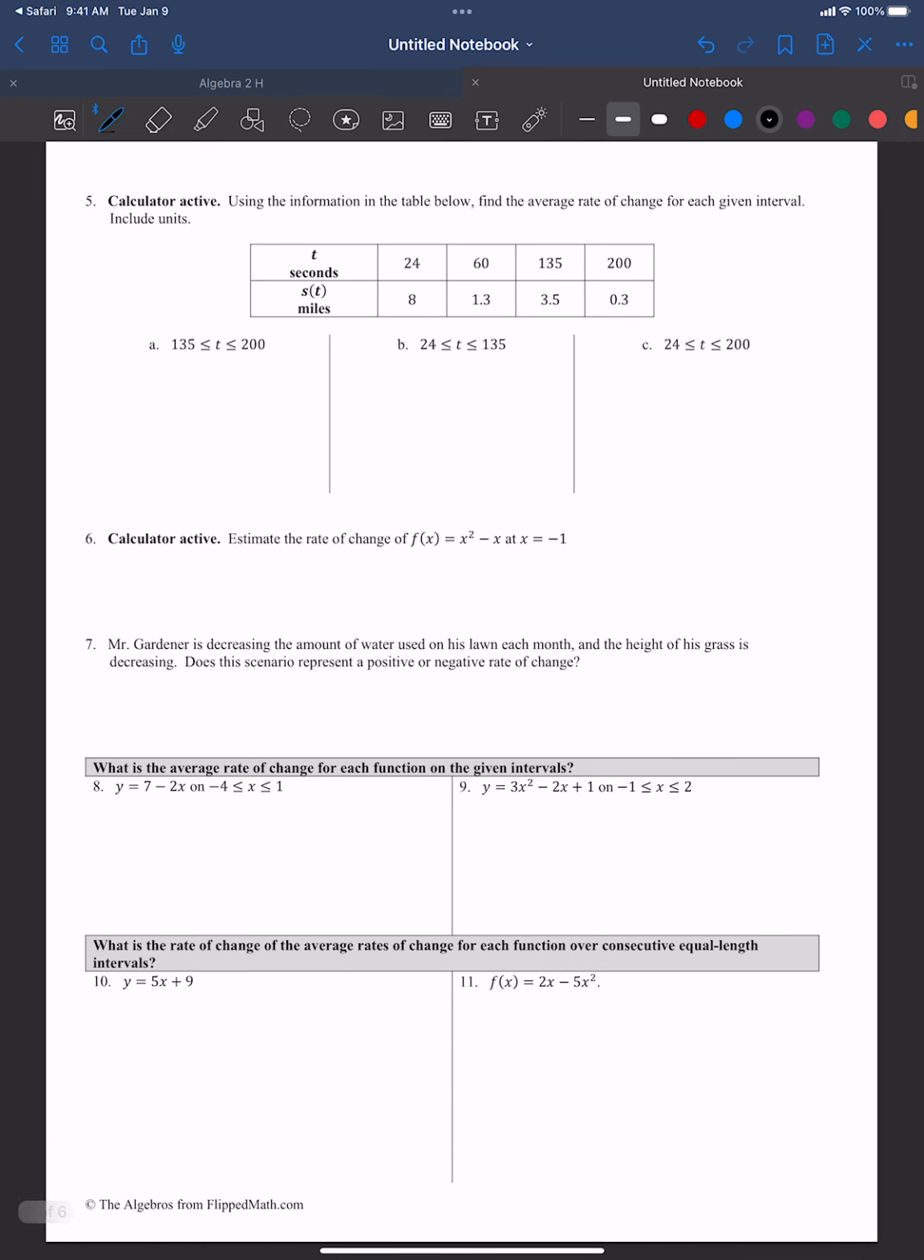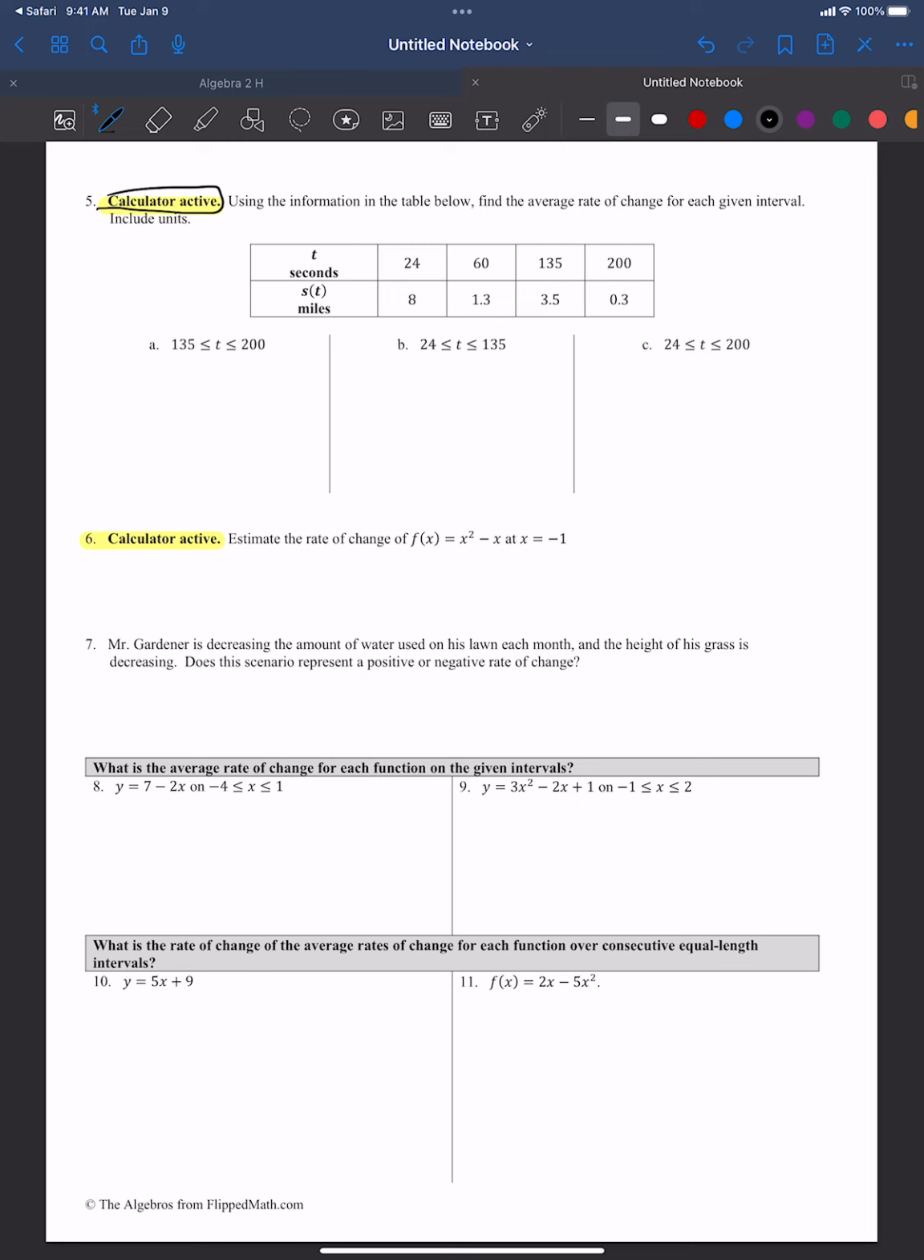Now, here is another calculator active. So this one is calculator active, and question 6 is also calculator active, and I believe those are the only calculator questions that you have to do. So using the information in the table below, find the average rate of change for each given interval and include the units. So basically all it's telling you to do is find the slope. Find the slope in 3 different scenarios.